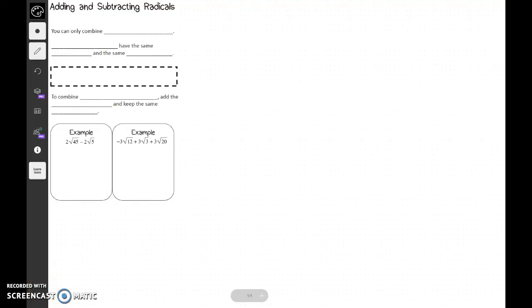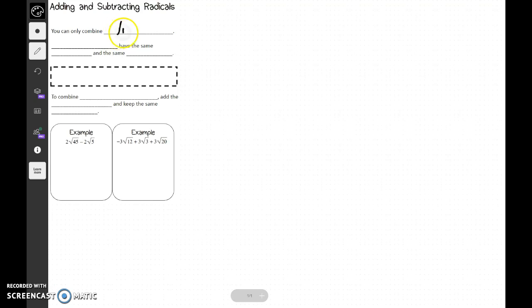So today we'll be talking about adding and subtracting radicals. We're going to have a few notes that we'll fill out along the way just to make sure we're good with this. So starting up here at the top of our notes, you should have your page glued into your notebook already. So we're going to start up at the top where it says you can only combine. All right. So underneath that it says you can only combine.